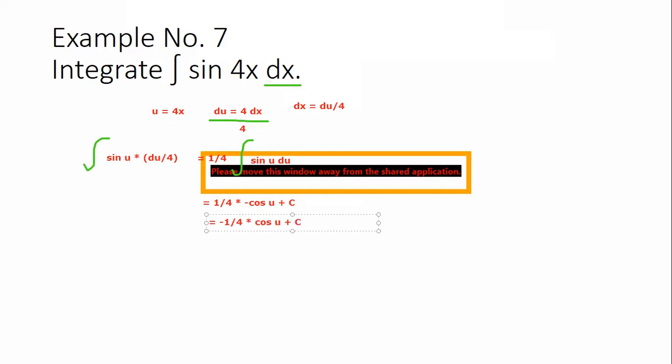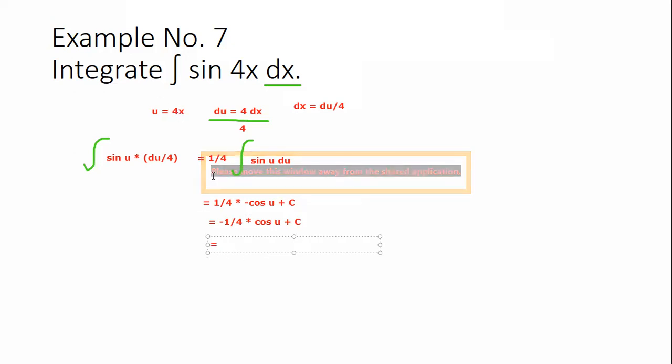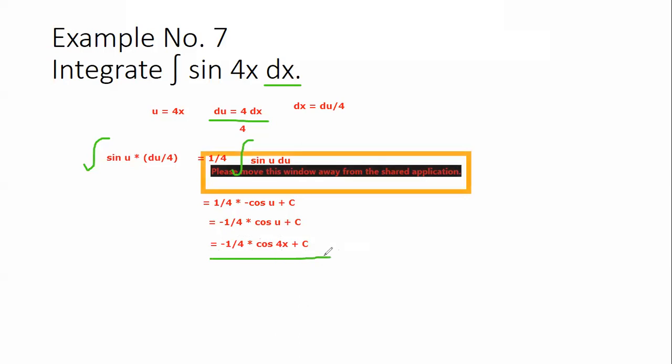Are we finished? No, because we're going to replace u back with 4x. So this will be negative 1/4 times cosine of 4x. This is our answer for this particular problem: negative 1/4 cosine 4x plus c. Do you have any questions?